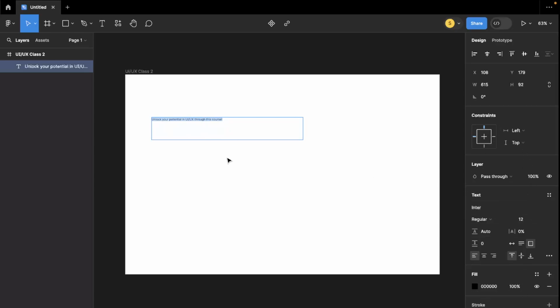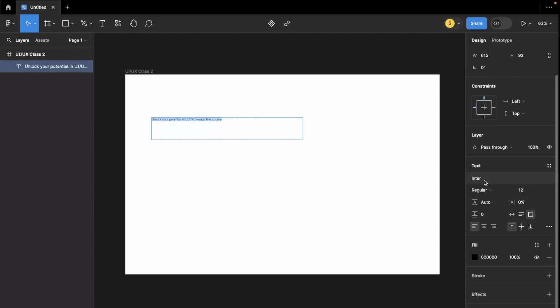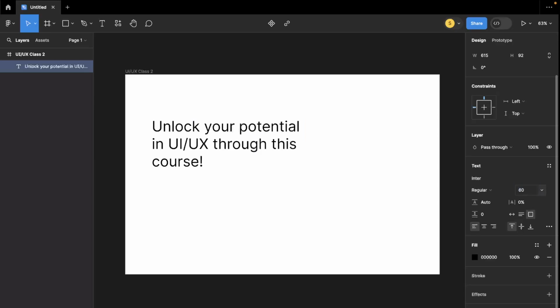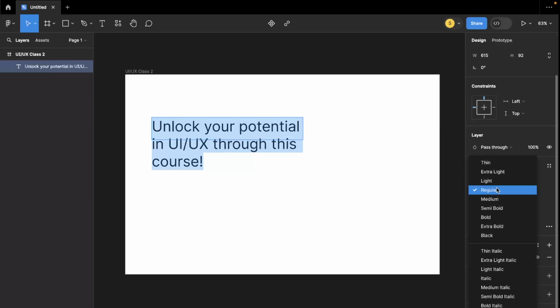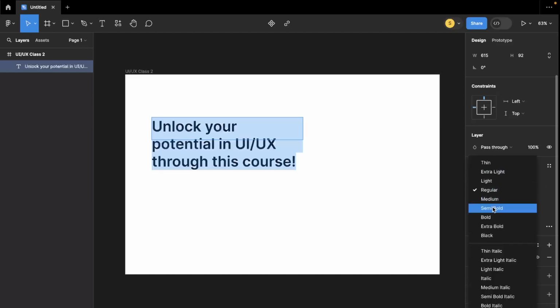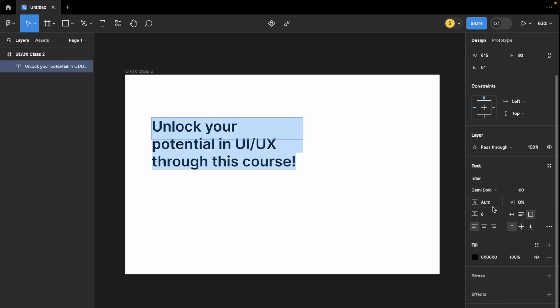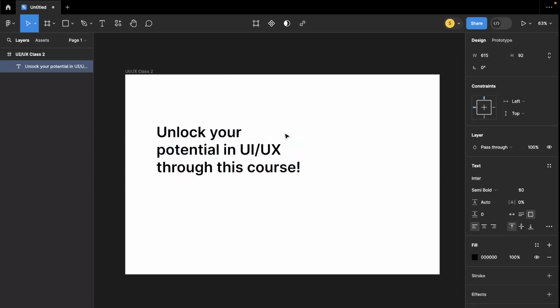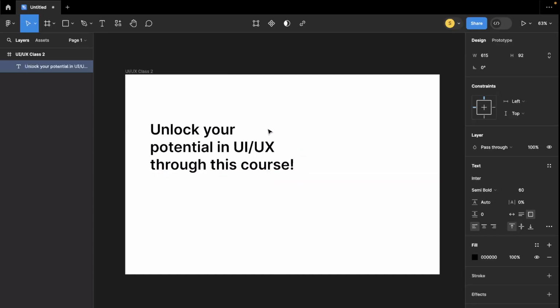Now come to this part. I've selected it. Does this look familiar? This is the typeface. This is the weight. And what is this? This is the size. I'm going to change the size to 40. Now 40 looks very small to me. I'm going to change the size to 60. Yes, now it looks like a hook line, right? But my hook line should not be regular. So I'm going to go with semi-bold. Does this look a little bit better? Yes, semi-bold.